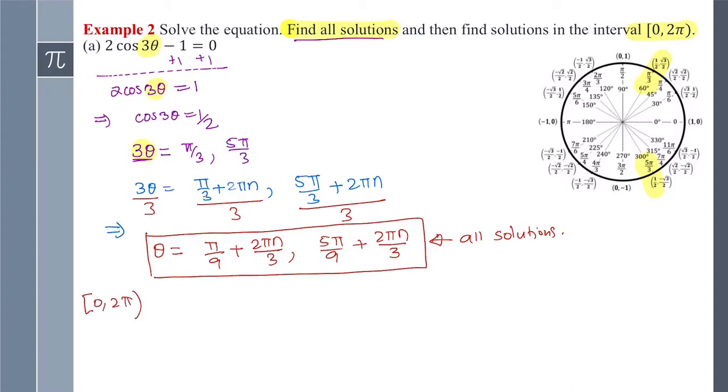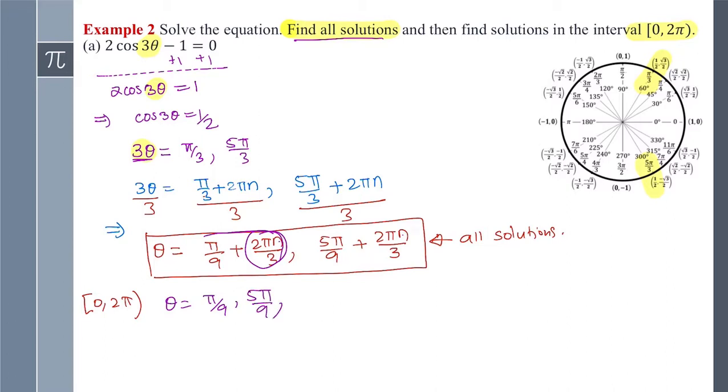So what we do here to find the solution in the interval 0 to 2 pi, we'll just take n equals 0, 1, 2 and check whatever values are in that interval. So theta equals, if I take n equals 0 for this first one, this second term becomes 0, so I just have pi over 9. And then if I take n equals 0 here, I get 5 pi over 9.